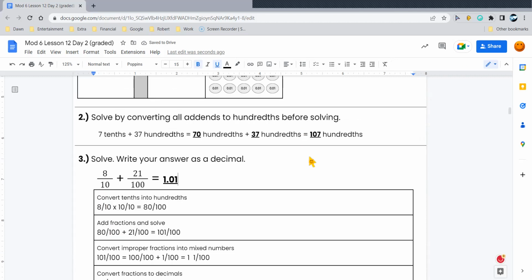As you're doing this, take your time. We're learning how to do improper fractions and turning those into mixed numbers, into decimals. Just take a breath. You've got this, you guys.